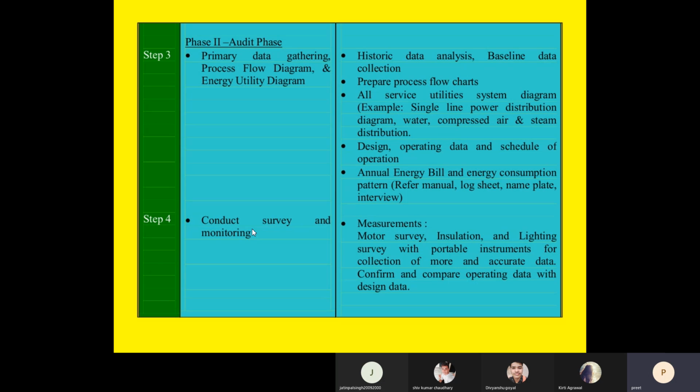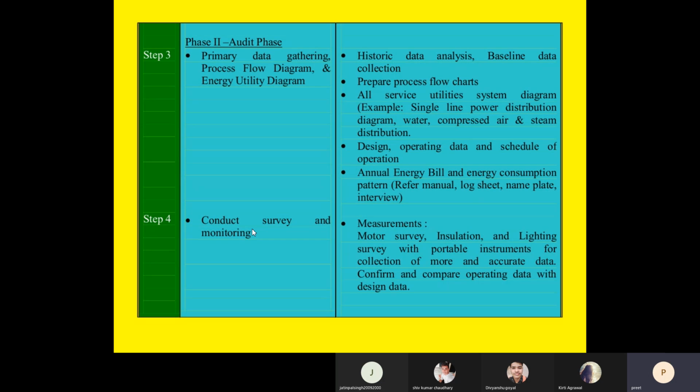Design, operating data and schedule of operation are covered. Annual energy bill and energy consumption pattern are studied. All these things come under step 3 of the second phase, that is the audit phase.